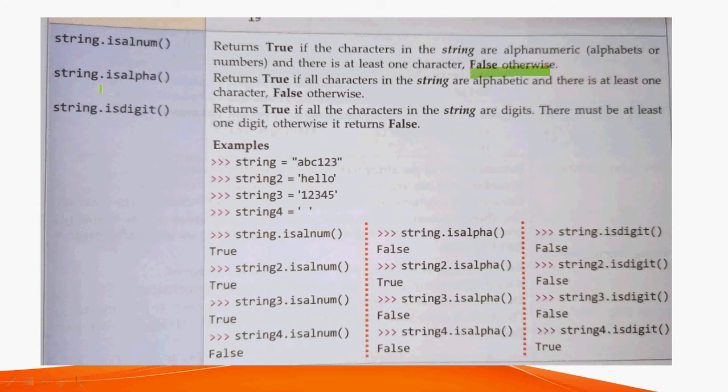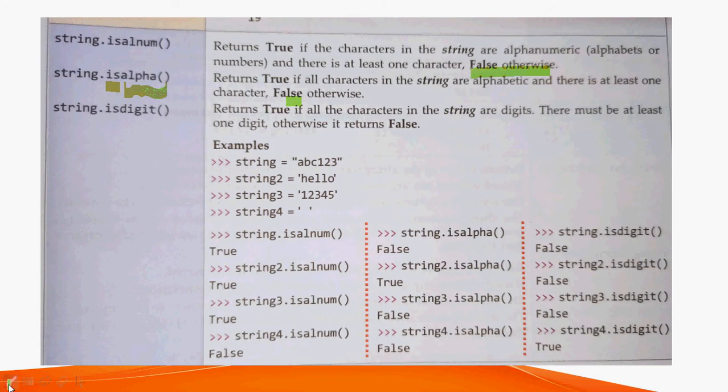Now, the second one is string.isalpha. This function is again checking something. What is it checking? Whether alphabet is there or not. So the string.isalpha function will return true if all the characters in the string are alphabets. If there are other characters like numbers, special characters, etc., then it will return false.